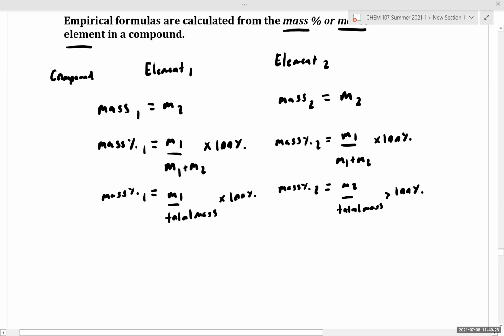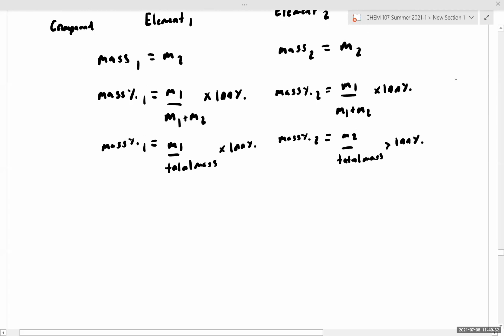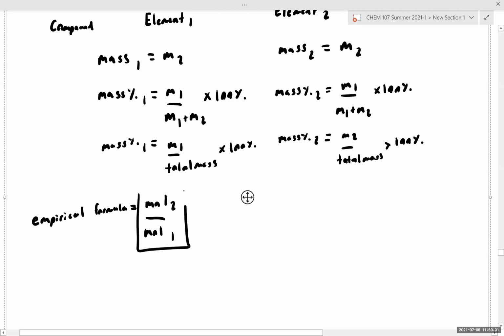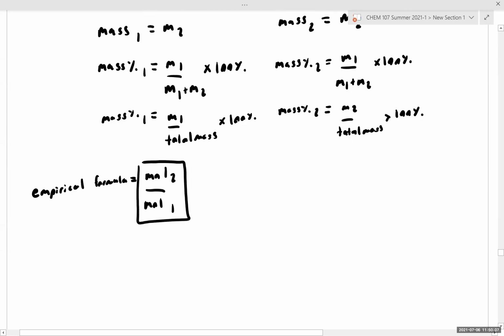Okay, so we have all this information in hand. And if we want to calculate the empirical formula, our goal when we're calculating the empirical formula is to get the ratio of the moles of element 1 over the moles of element 2. The empirical formula fundamentally is the simplest whole number mole ratio of elements. Let's write this as mole 2 over mole 1 just to make things a little more straightforward. Okay, so if our goal is to get the mole ratio, let's take a look at what we have and let's show how we can calculate the moles.